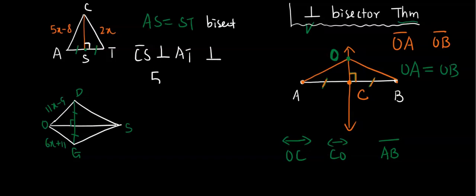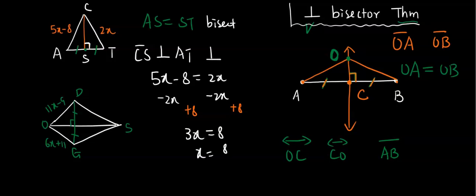We can set up 5x minus 8 equals 2x. Let's solve for x. We have 5x minus 8 equals 2x. We're going to subtract 2x from each side. We're going to add 8 to each side. Now we have 3x is 8, and x is 8 over 3. You can leave it here, or you can say x is 2 and 2/3. All right, let's look at the next question.